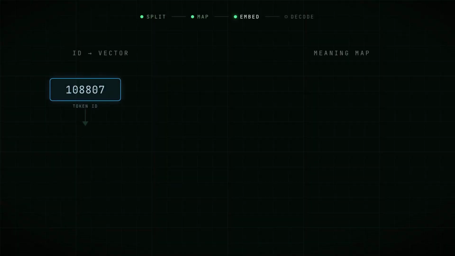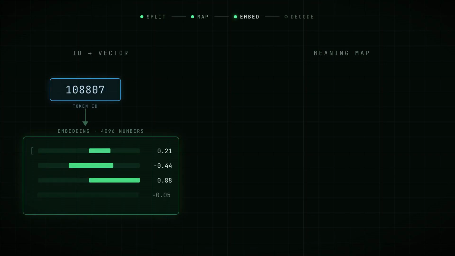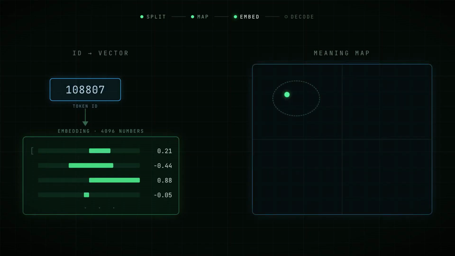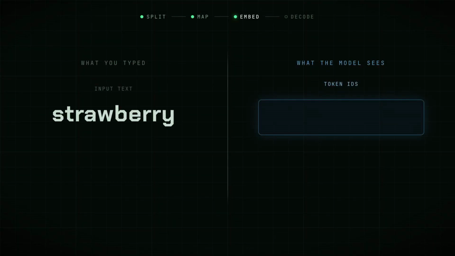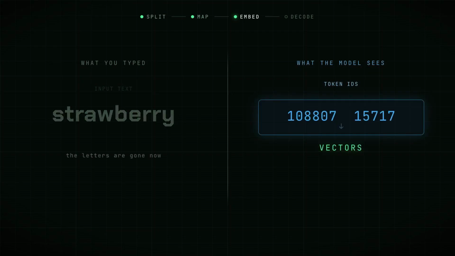Step 3. Embed. Each ID becomes a long list of numbers, a vector. Think of it as coordinates for meaning. Tokens that mean similar things land close together in that space. And this is the key idea. From here on, the model only ever sees these numbers. Your actual letters are gone. It reasons about vectors, never about characters.